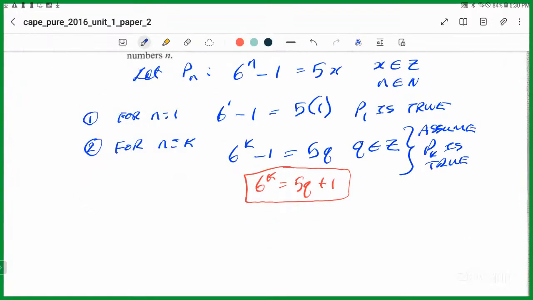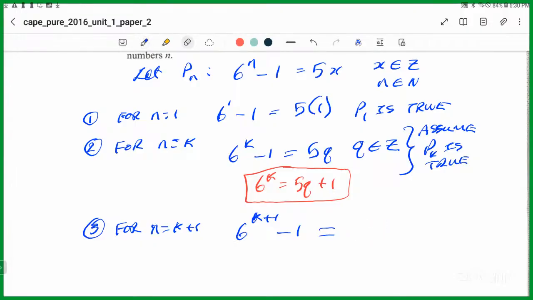So step 3 is where you're showing that this is true for n equals k plus 1. All right, so for n equals k plus 1, you're now putting k plus 1 in the expression. So it's going to become 6 to the k plus 1 minus 1, but you're not going to write 5 times anything yet. Make it work itself out.